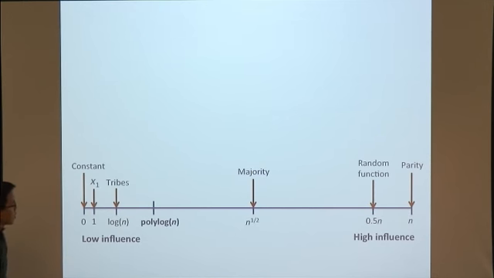Let's look at low influence functions. You have the constant function, which is very boring. Its influence is 0. x1, which is also boring. Its influence is 1. These are not very interesting functions. And you have the tribes function, which is a DNF. Its influence is log n. Okay, so you have this spectrum with all the usual suspects in Boolean functions lying on it.